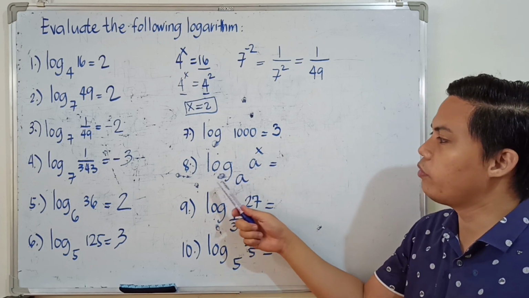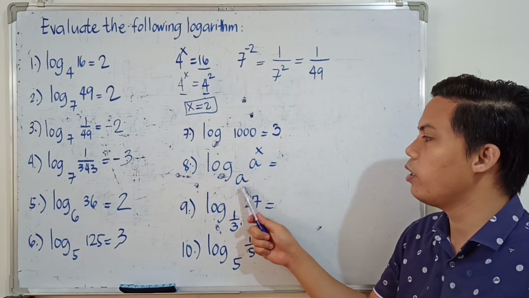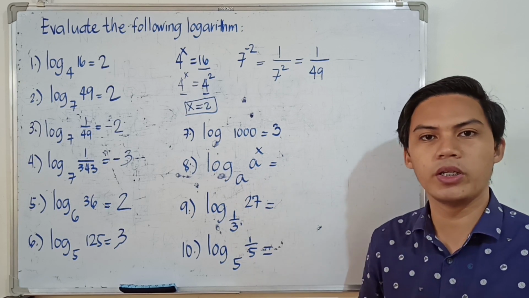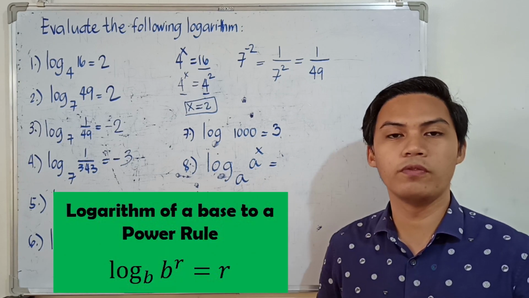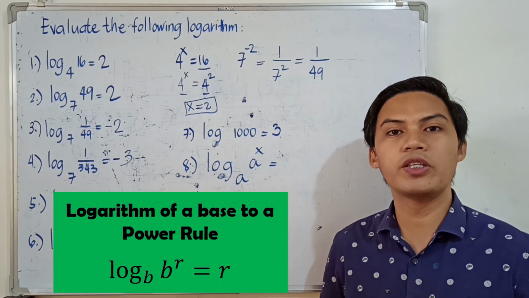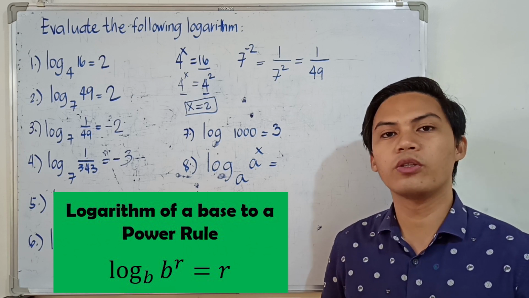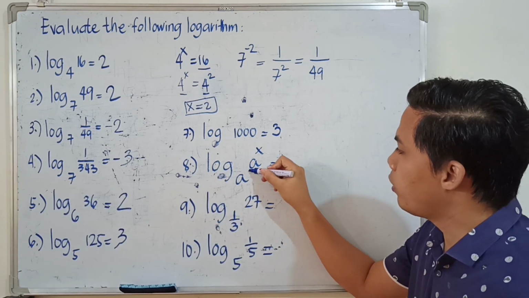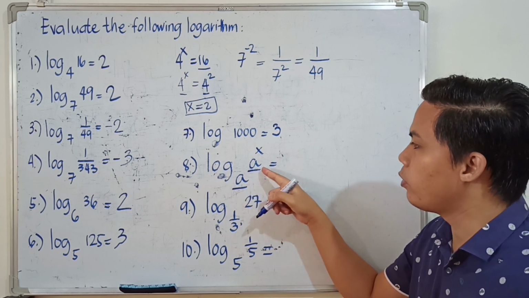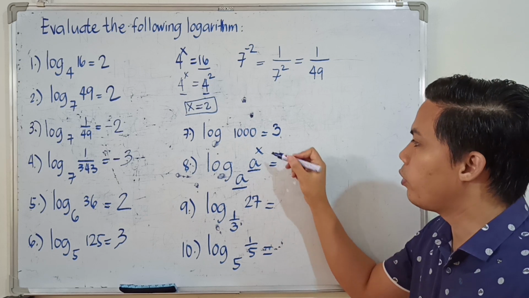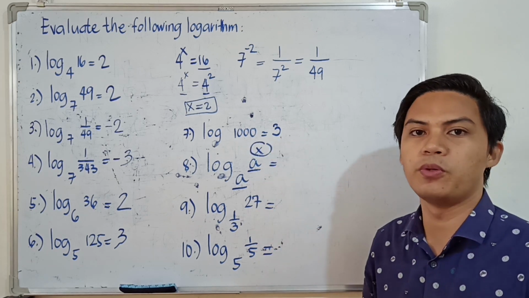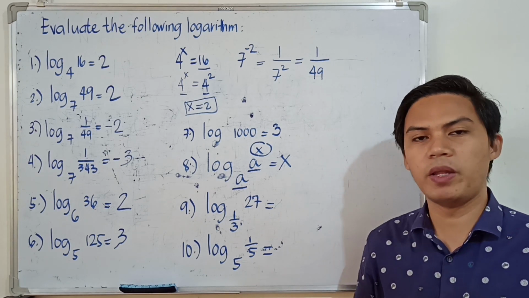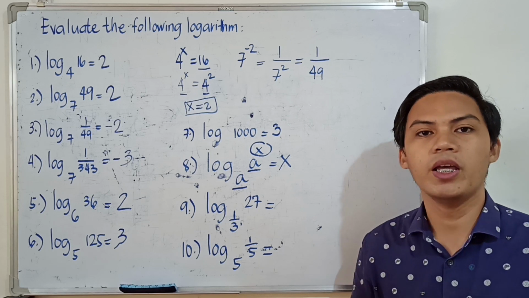How about number 8? The logarithm of a raised to x to the base a would be equal to what? Okay. So in this case, we're going to use one of the properties of the logarithm. So one of the properties of logarithm states that the logarithm of b raised to r to the base b is just equal to r. So yung exponent niya. So kung mapapansin natin, pag yung given natin parehas yung base at yung base dito, automatic yung answer natin would be the exponent. So yung answer natin dito would be equal to x. I have already explained this property sa previous na mga lesson natin.